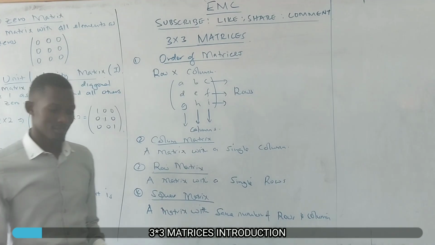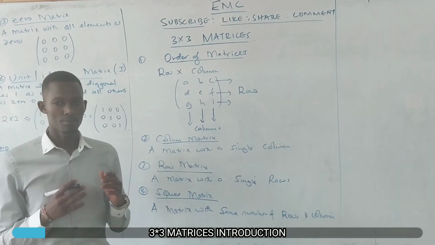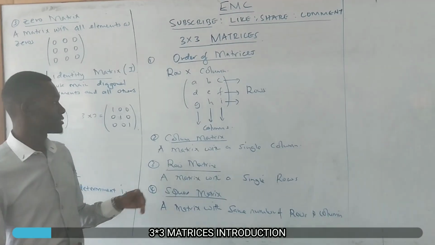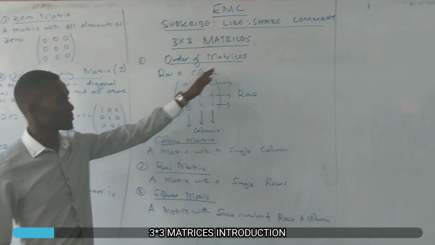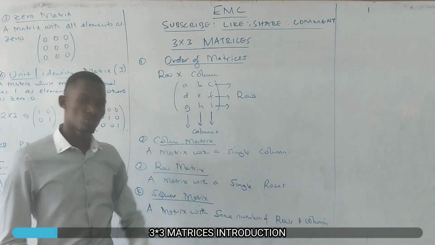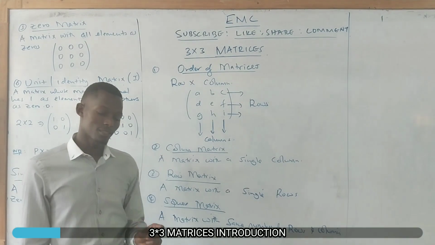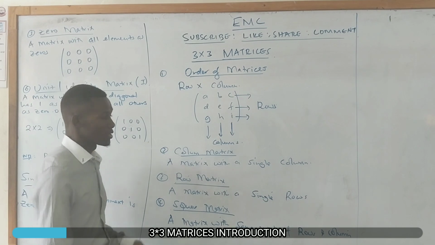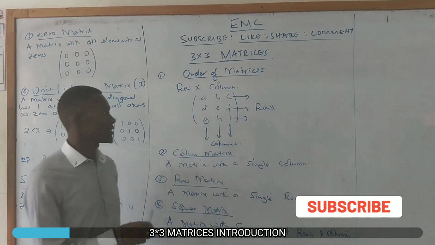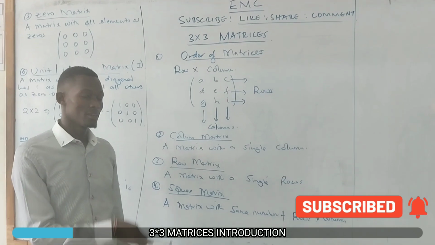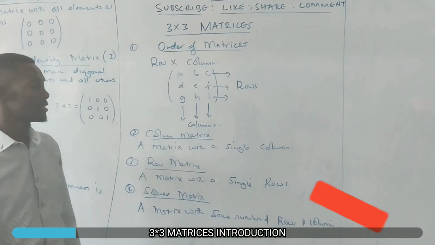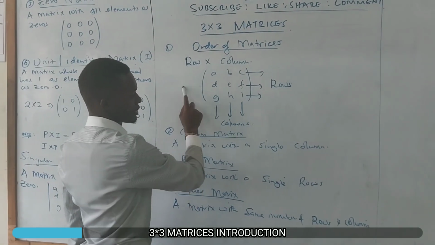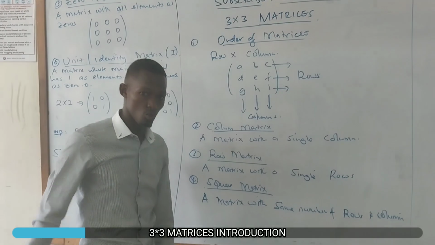So now the order of matrices. An order of matrices just speaks on how a matrix is arranged. And we say a matrix is arranged row multiplied by column. So if we say a matrix is a 2 by 2, then the first number represents the row, the second number represents the column. And what are the rows? The elements that have been written horizontally. If you take the elements horizontally, then those elements are in a row. So like this one, the first row, the second row, and the third row.